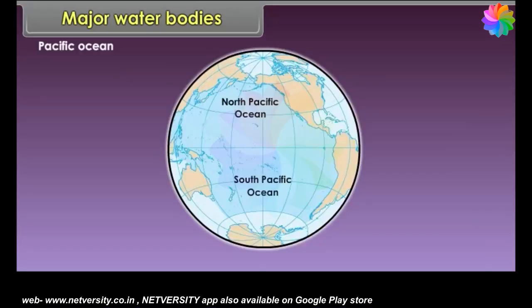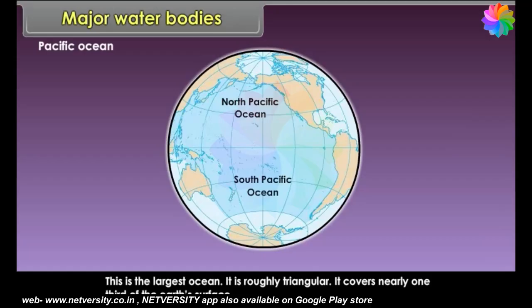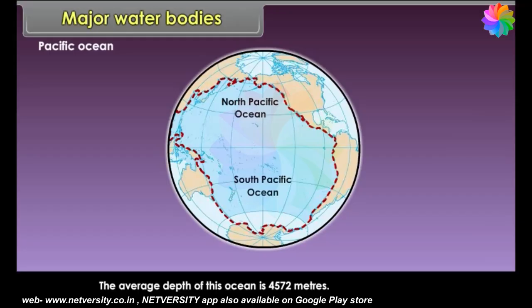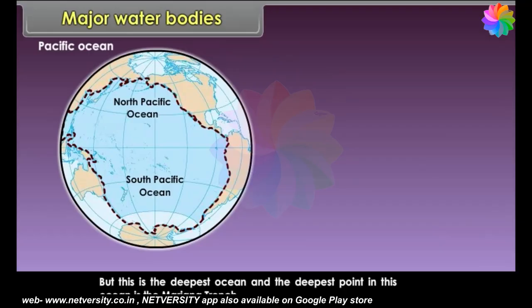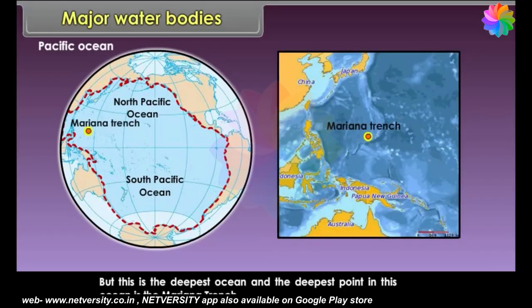Pacific Ocean. This is the largest ocean. It is roughly triangular. It covers nearly 1/3 of the Earth's surface. The average depth of this ocean is 4,572 meters. But this is the deepest ocean, and the deepest point in this ocean is the Mariana Trench.